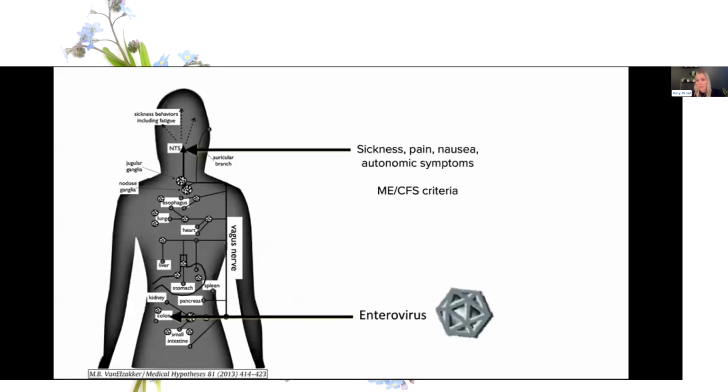another person, a different person, could have an enterovirus infection, persistence of that virus, like what John Chia has shown in his papers, in their gut. And that could stimulate some inflammation and dysregulation that's sensed by the vagus nerve, with that signal conveyed to the brainstem that throws off and dysregulates the signaling of the brainstem nuclei, resulting in sickness, pain, nausea, autonomic symptoms. And that person could also meet criteria for ME/CFS.